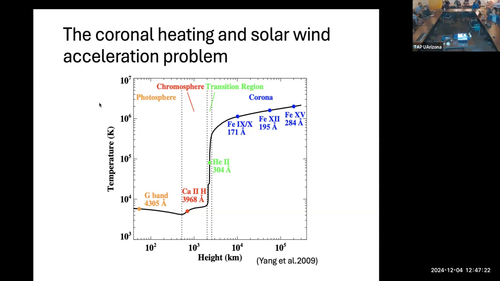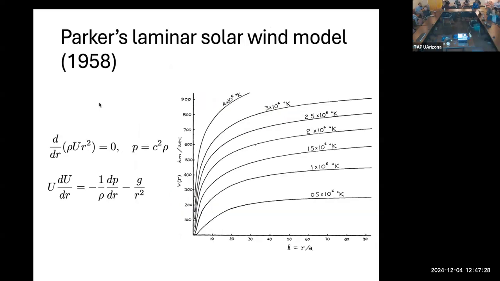Now, the first person who predicted the existence of the solar wind based on this argument was Parker in 1958, starting from the set of steady-state hydrodynamic equations here. The first equation represents the continuity of mass in spherical geometry. And the equation below is the momentum equation. Here, U is the flow velocity, assumed to be radial. R is the radial distance from the sun, rho is the mass density, P the pressure, G represents the gravitational attraction of the sun, and C is the sound speed.